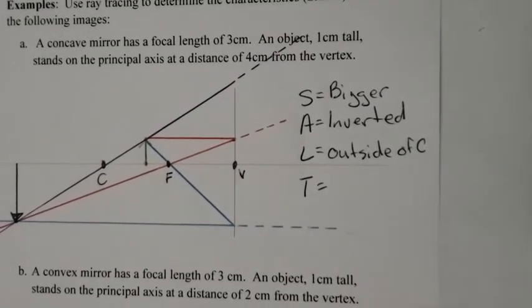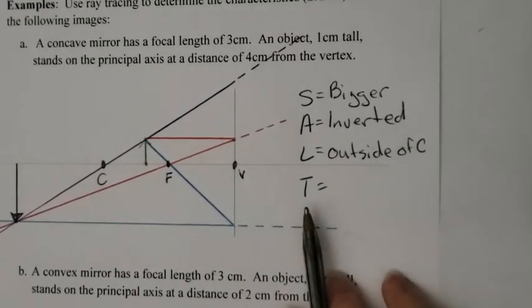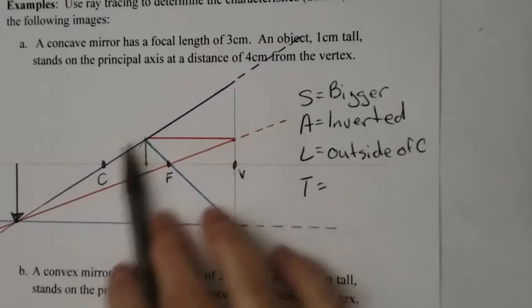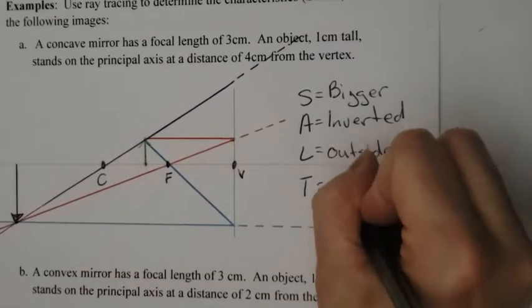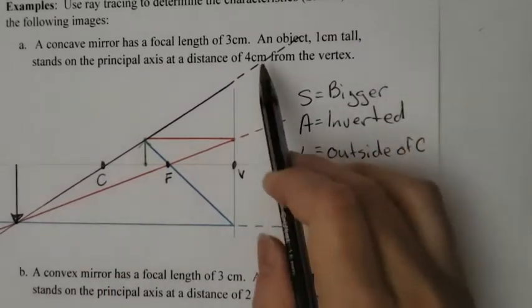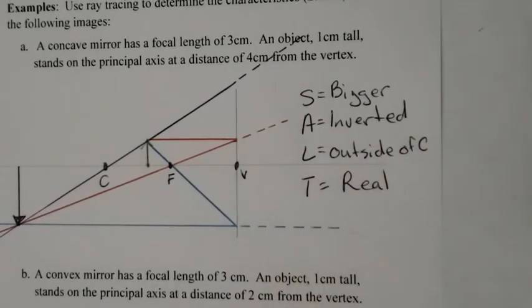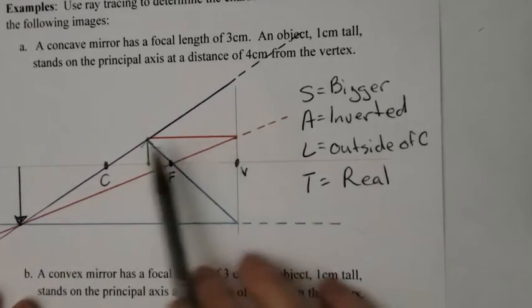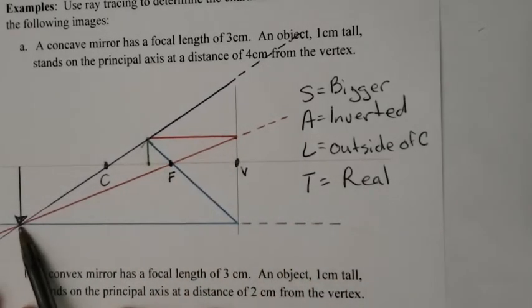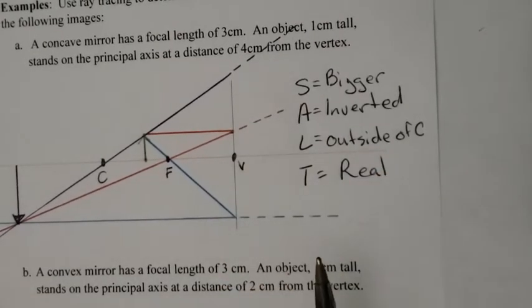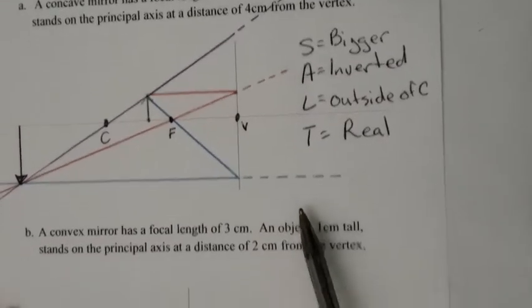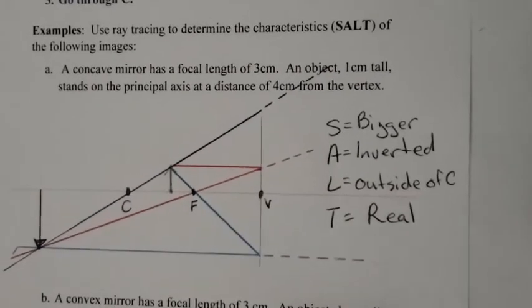Now, the last one is it real or is it virtual? Well, when the solid lines come together, we always say it's real. When it's the dotted lines that all intersect, that's when we call it virtual. So real is when the beams can actually form an image over here. Virtual is when it's the dotted lines that all intersect. And we're going to do an example of that as well. Okay, so that's my first example.